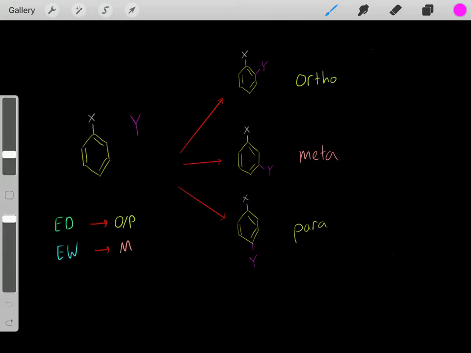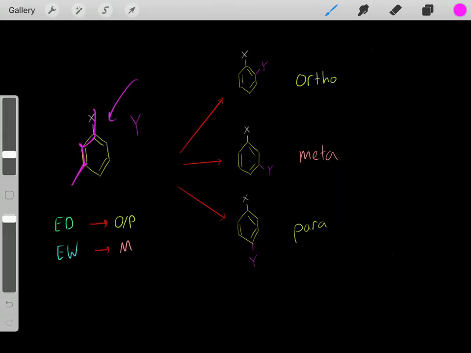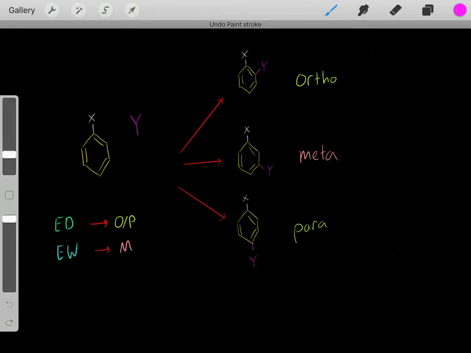And again, you might wonder, what if we add it in this position? Well, remember, this is also the meta position. It also forms an M, something that resembles an M. So this is also the meta position relative to the original functional group. And again, this is also the ortho position.